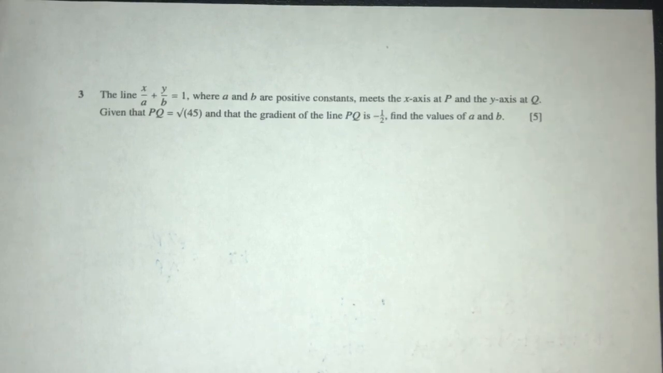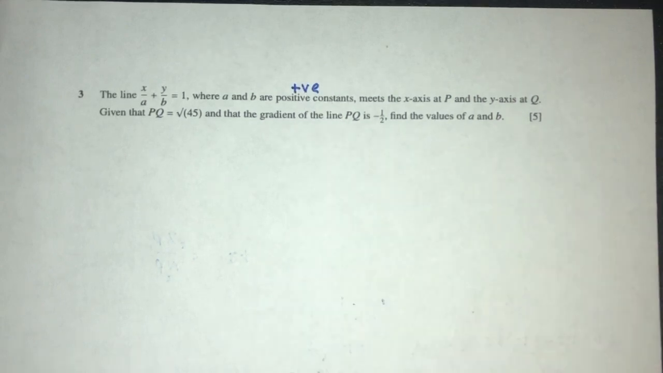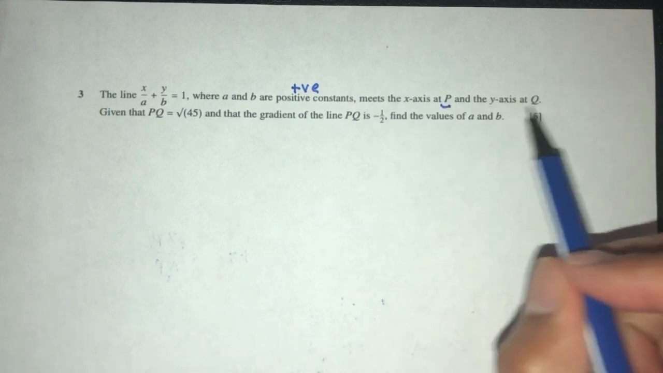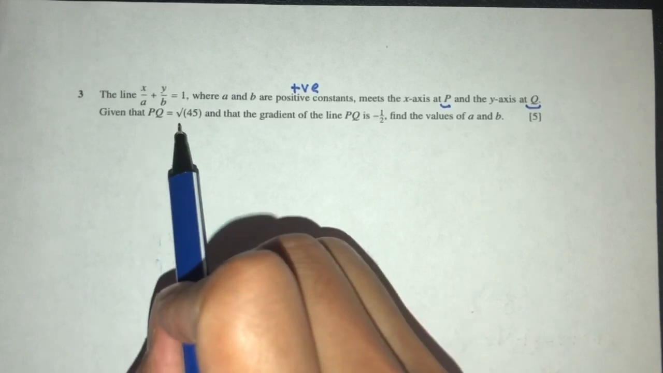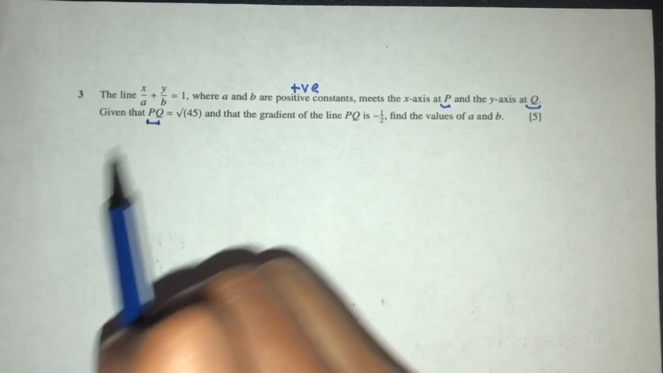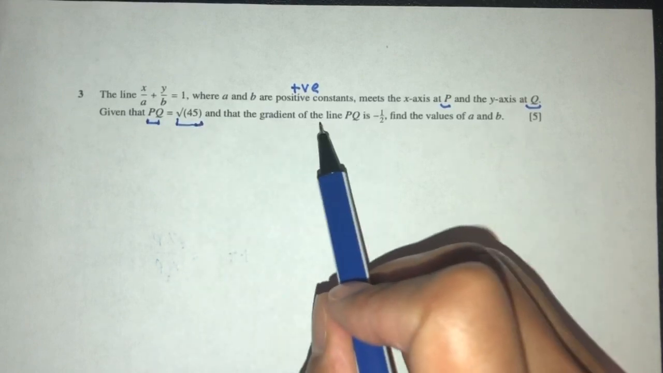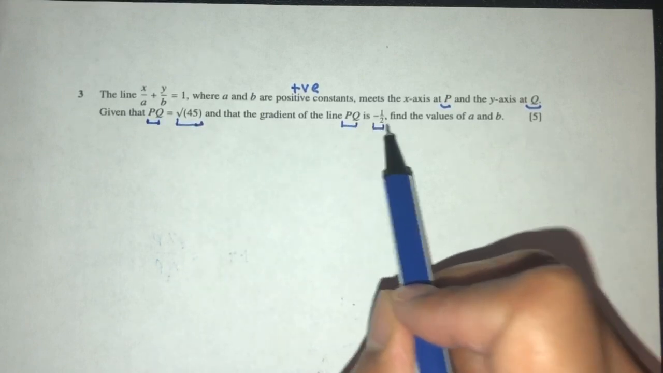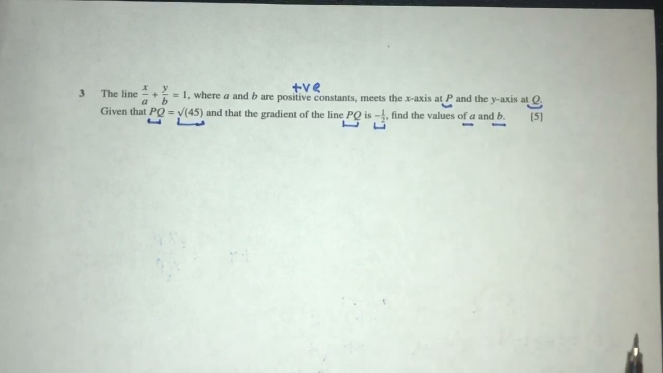The line x over a plus y over b is equal to 1, where a and b are positive constants, meets the x-axis at P and the y-axis at Q. Given that the length of PQ is root of 45, and the gradient of the line PQ is this, find the values of a and b. So let's see one by one.